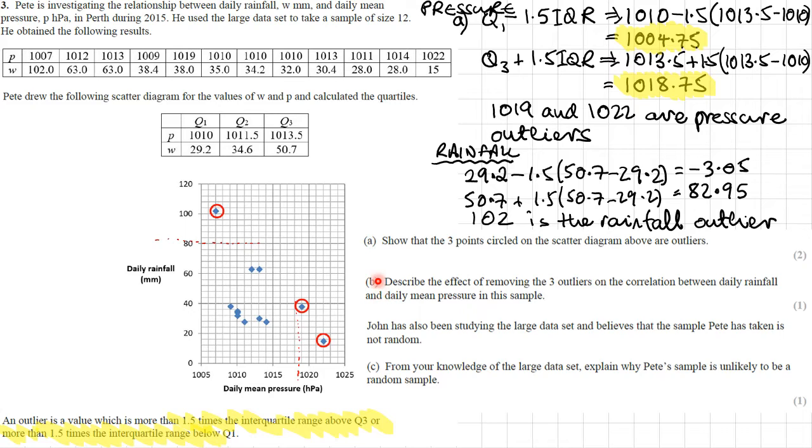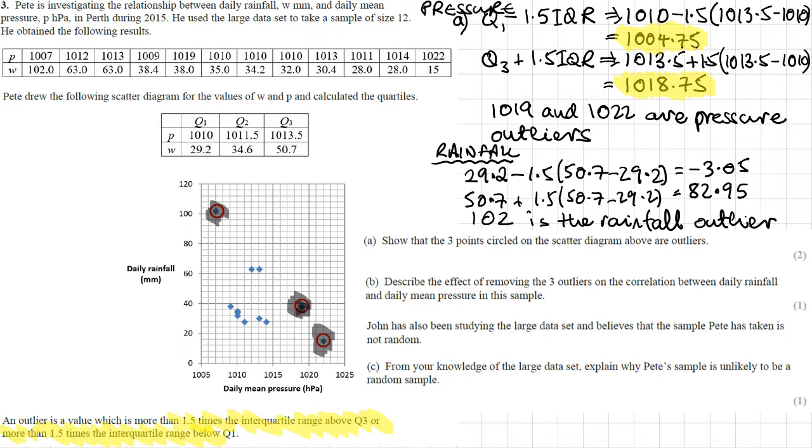Right, part B. Describe the effect, so we don't need to do any working, just describe the effect of removing the 3 outliers on the correlation between daily rainfall and the daily mean pressure in this sample. Okay, so what I'm going to do is basically delete the points or cover them up so you can see. So at the moment there seems to be a sort of negative correlation because of those points there. Let's delete those points there, so imagine they didn't exist. Now look at that scatter diagram. I don't see a correlation anymore. Those 3 points were making it look like a negative correlation. So it's gone from negative correlation to no correlation.